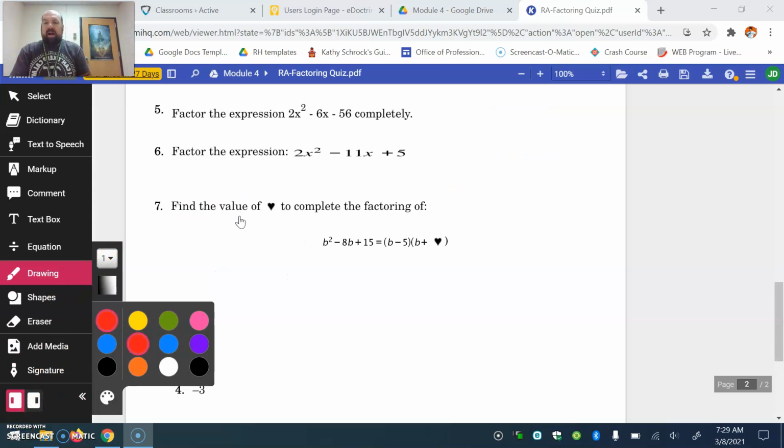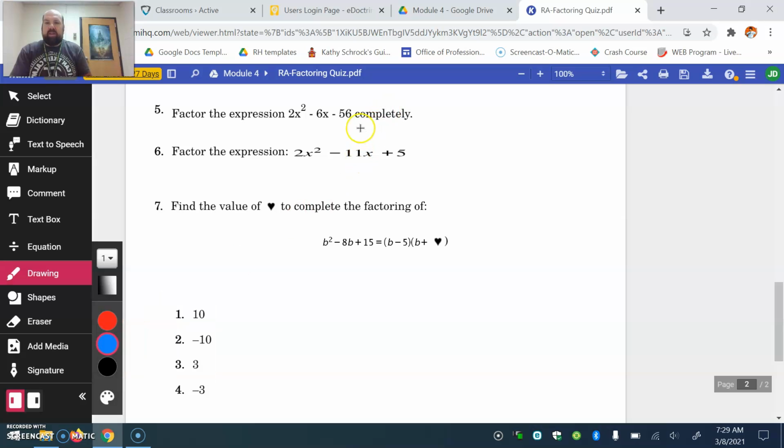Okay, number 5. They are giving you a very huge hint here. Factor the expression 2x squared minus 6x minus 56 completely. This means, first thing, look for a GCF. It also means when you get a final answer, you should make sure that it can't be simplified anymore.